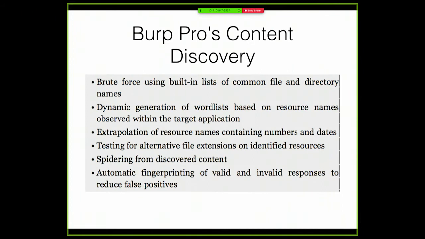Burp Pro has a thing called Content Discovery that will try brute force and try to take the names and then modify them, extrapolate what it can find, try different extensions, spider from anything it finds, look for more links inside it, and so on. These are the intelligent things it will do, and there are other tools that will do it.